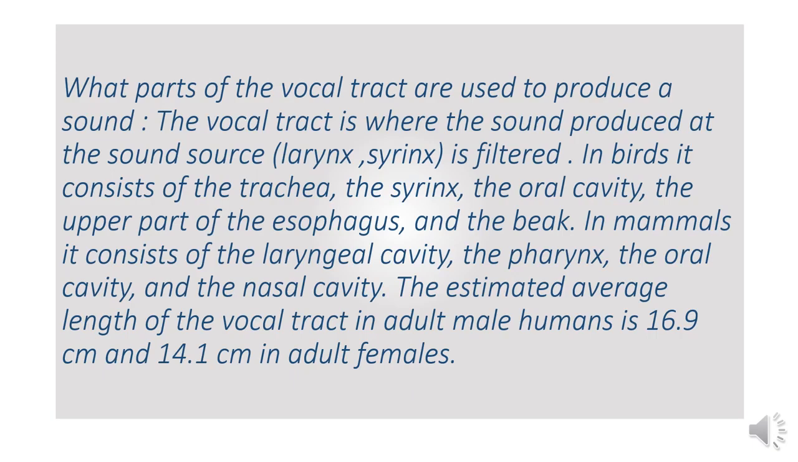The vocal tract is where the sound produced at the sound source, the larynx, is filtered. In birds, it consists of the trachea, the pharynx, the oral cavity, the upper part of the esophagus, and the beak. In mammals, it consists of the laryngeal cavity, the pharynx, the oral cavity, and the nasal cavity. The estimated average length of the vocal tract in adult male humans is 16.9 centimeters and 14.1 centimeters in adult females. Let's see the vocal tract.